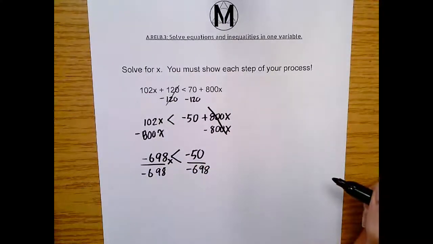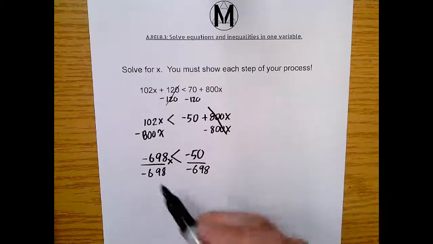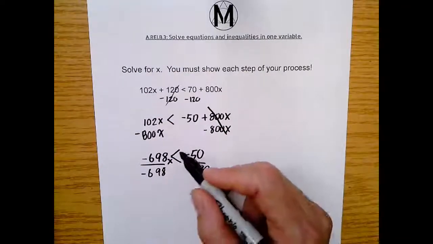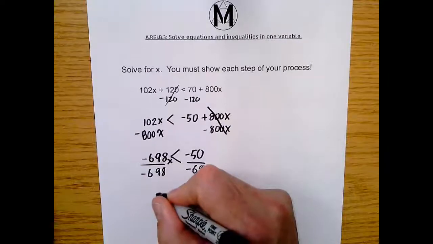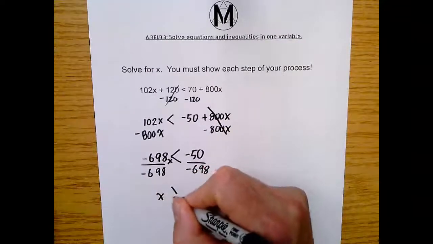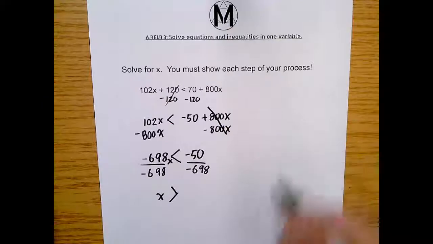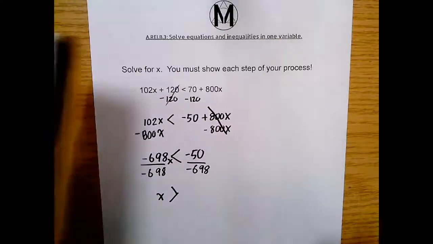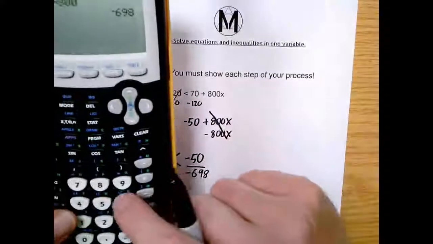And this is going to put you in the position to remember that if you divide both sides by a negative, or if you multiply both sides by a negative, you must flip the inequality. So what we get here is x is greater than negative 50 divided by 698. Okay, we could leave that as a fraction. We just need to simplify it. But let's toss it into the old calculator and see what happens.